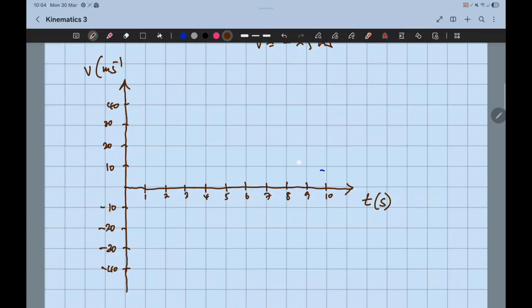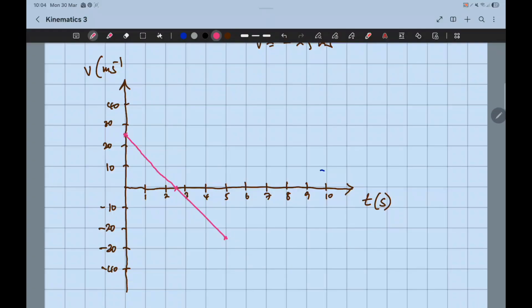So our body starts at 25, at t equal to 0, 25 up. Then at t equal to 2.5, it will have 0 velocity. Then at t equal to 5, it will have 25 again. So now we can actually plot our graph. Get it?